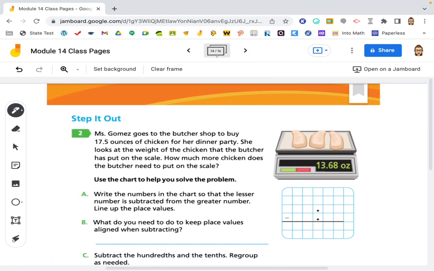So Miss Gomez goes to the butcher shop to buy 17 5/10 ounces of chicken for a dinner party. She looks at the weight of the chicken that the butcher has put on the scale. How much more chicken does the butcher need to put on the scale? Just use the chart to help you solve the problem. Write the numbers in the chart so that the lesser number is subtracted from the greater number. Line up the place values. So we have 13 and 68 hundredths. Oops, sorry. Larger number has to go on top. So we have 17 and 5/10 minus 13 and 68 hundredths. So I can put a placeholder of a 0 there.